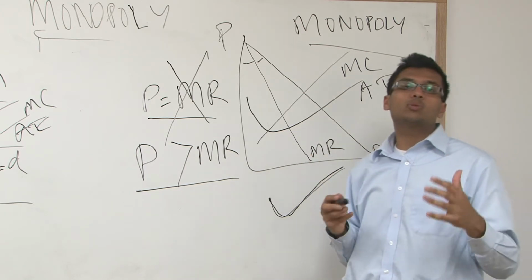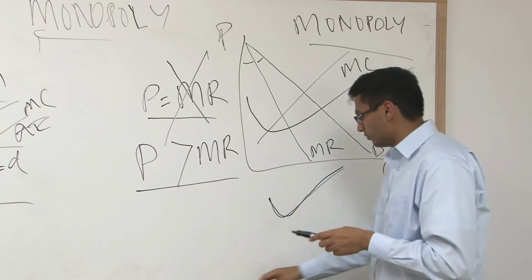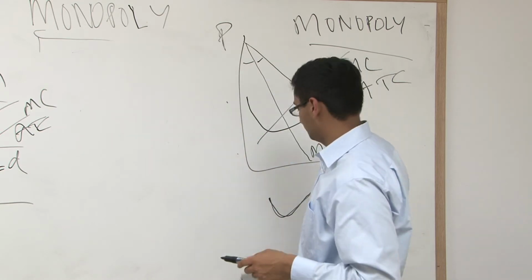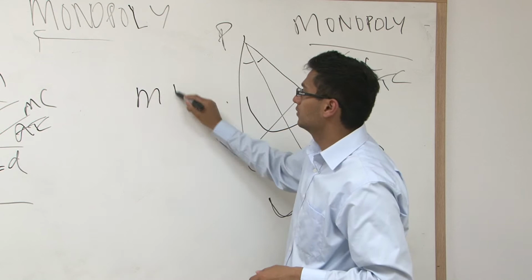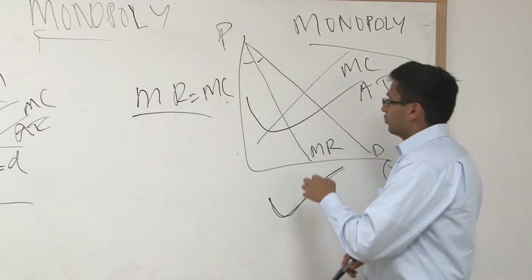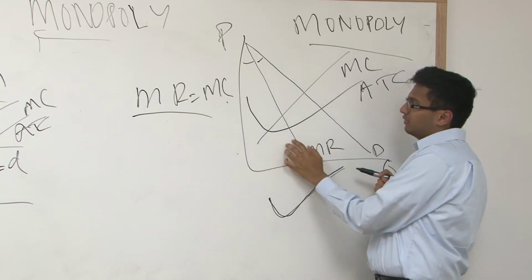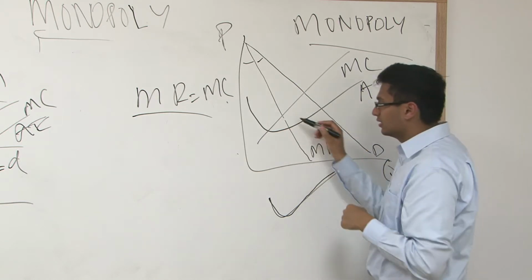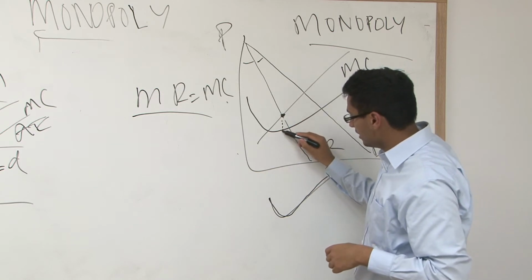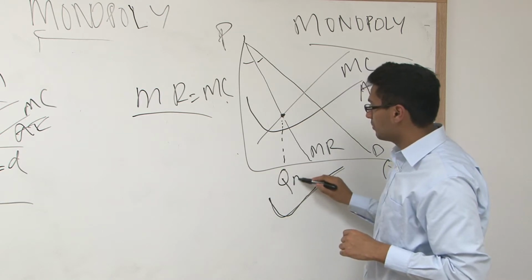Okay, so we got all this. How do we know where the profit is? How do we know where to produce? I told you guys to remember this rule: MR equals MC. Quantity is always produced where marginal revenue equals marginal cost. So where does marginal revenue equal marginal cost? Marginal revenue, that's the line right here. Marginal cost right over there. So this has to be the point. You just come down here like you did in the last one, and this is going to be your quantity for your monopoly, QM.